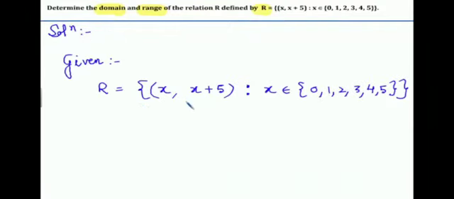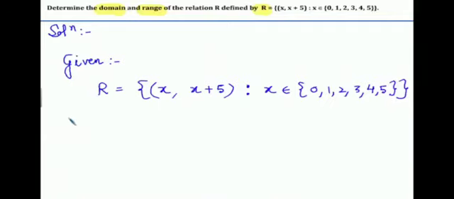Determine the domain and range of the relation R defined by R is equal to {(x, x plus 5): x belongs to {0, 1, 2, 3, 4, 5}}. Determine the domain and range of the relation R, where R is equal to {(x, y): y is equal to x plus 5 and x belongs to 0 to 5}. So in this question the given relation is (x, y), y is equal to x plus 5 and x belongs to {0, 1, 2, 3, 4, 5}.